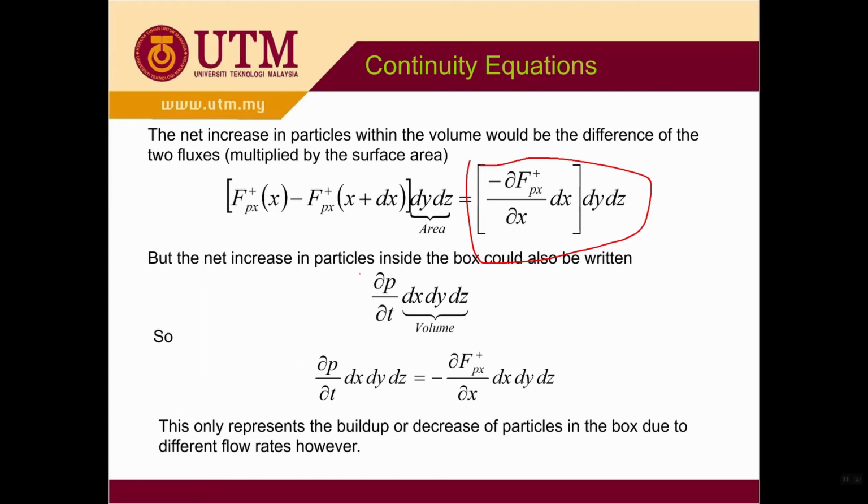So the net increase in particles inside the box can also be written as delta p over delta t times dx dy dz, which is this equation here. P stands for the holes, the total number of holes that changes with time in that volume. And this is the one you saw earlier, based on flux. It's also written as minus delta Fpx over delta x times dx dy dz. So this represents the buildup or the decrease of particles in the box due to the different flow rates.